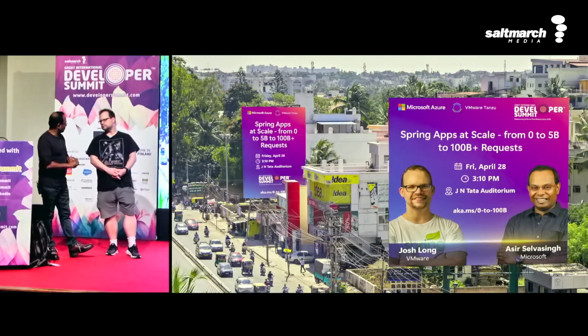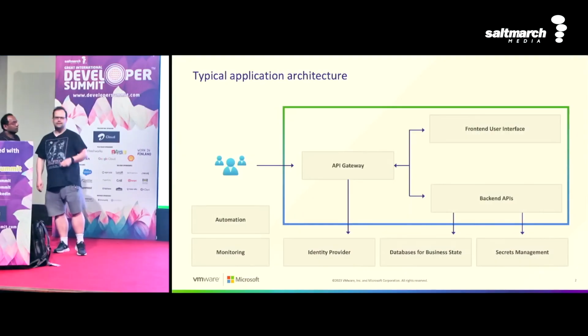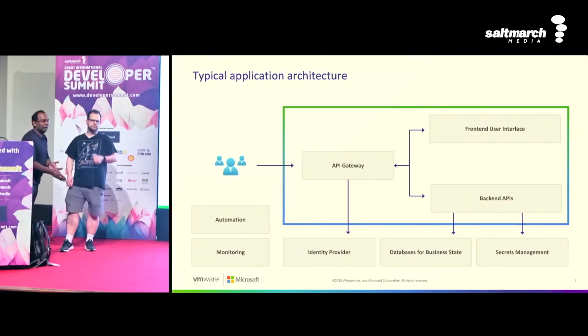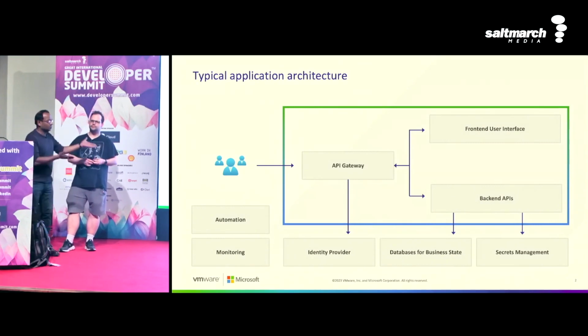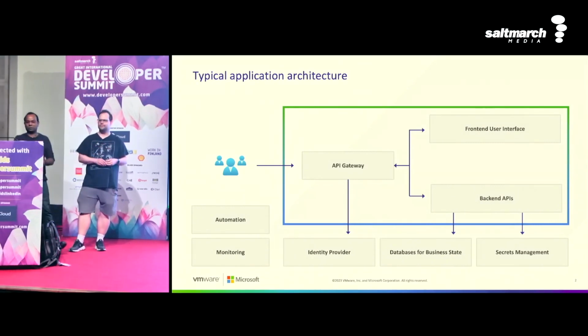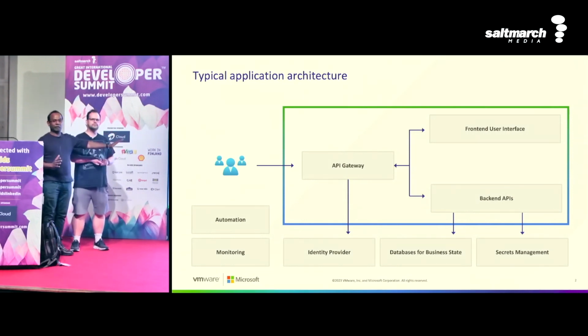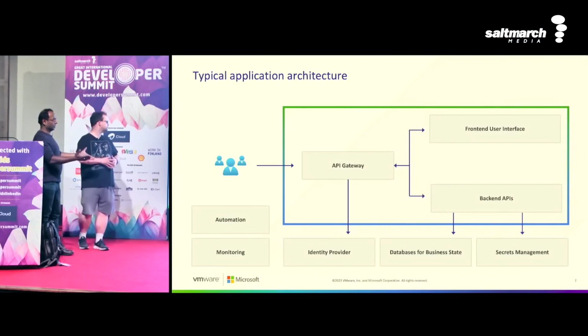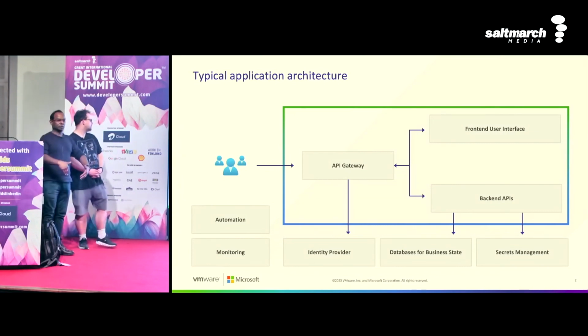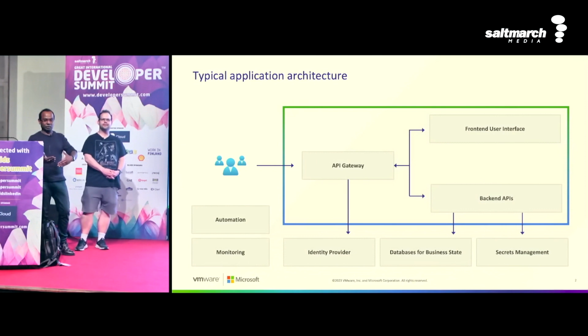And with that introduction, we should start. So we'll start with a typical architecture. I think this will look very familiar to most of you. In this diagram, you have users coming in through a gateway. They get the front-end user interface, that's running in a browser, and then it interacts with the back-end REST APIs.